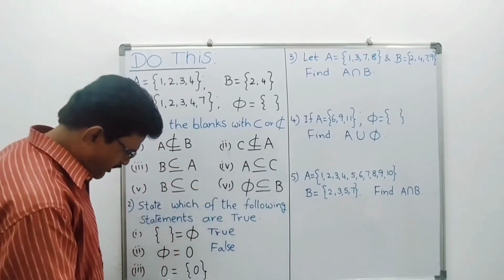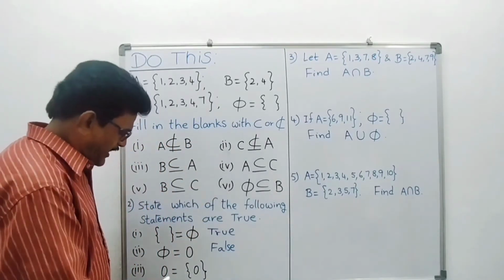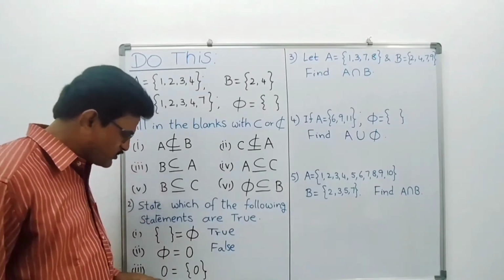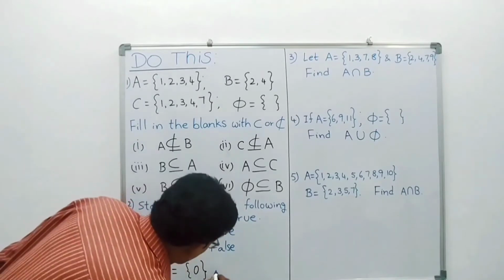Next, 0 equal to {0}. Actually here always we have to represent a set with a capital letter. 0 equal to {0}, it is also false.